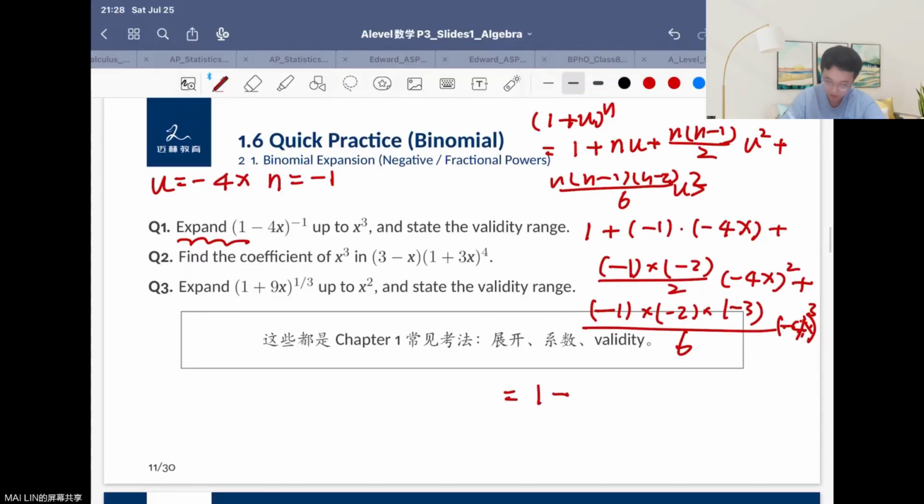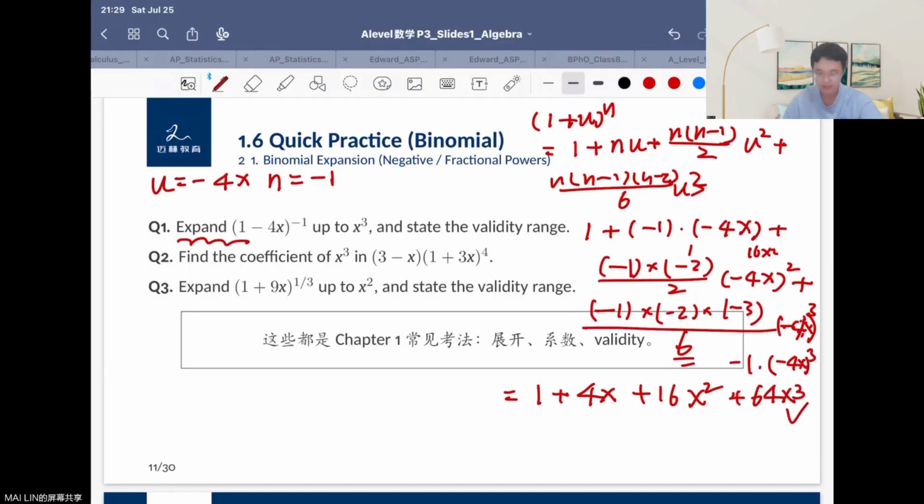So first is 1, and then plus 4x, and then plus 16x squared. And the third one is negative 6 divided by 6, which is negative 1, times negative 64x cubed, that is plus 64x cubed, right? That is the first four terms. The question is asking us to expand up to x cubed, so that is the answer here.